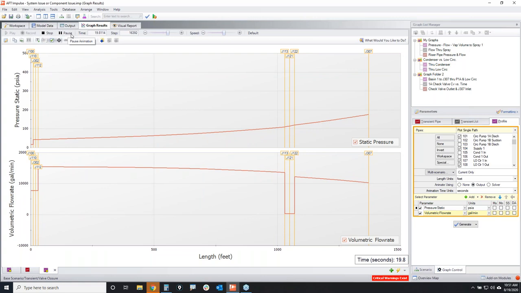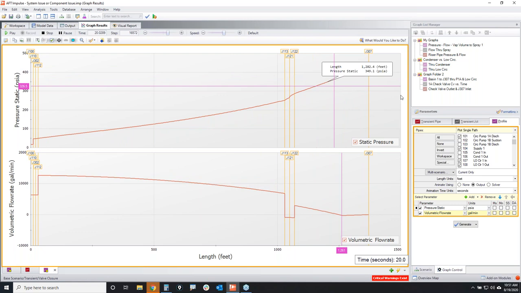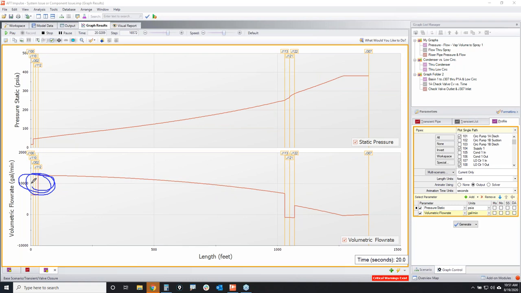So we'll just keep marching forward in time. You can see how the flow rate is dropping accordingly. And so there's our spike. So now this is going to start propagating back. Now, watch the flow rate on this end here. When you see that flow rate drop to zero, you're going to see an associated pressure spike right here. That is indicative of when that check valve slams shut.